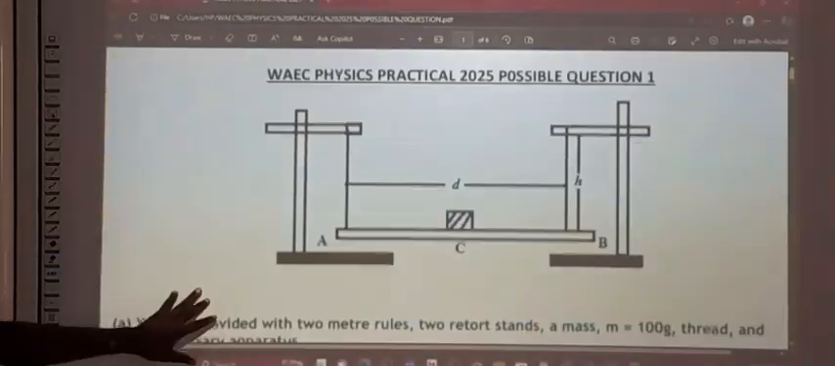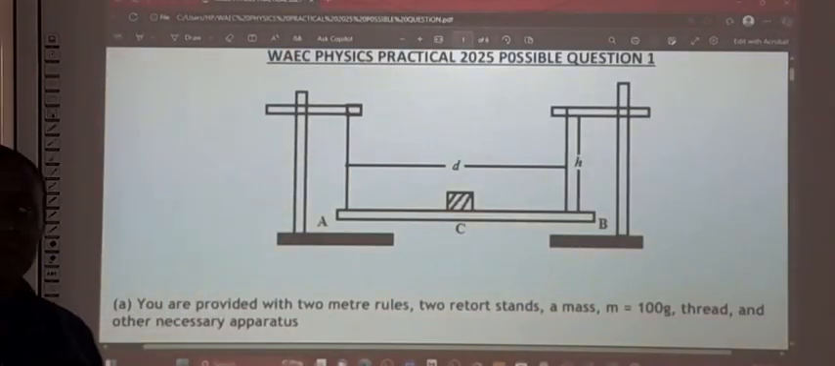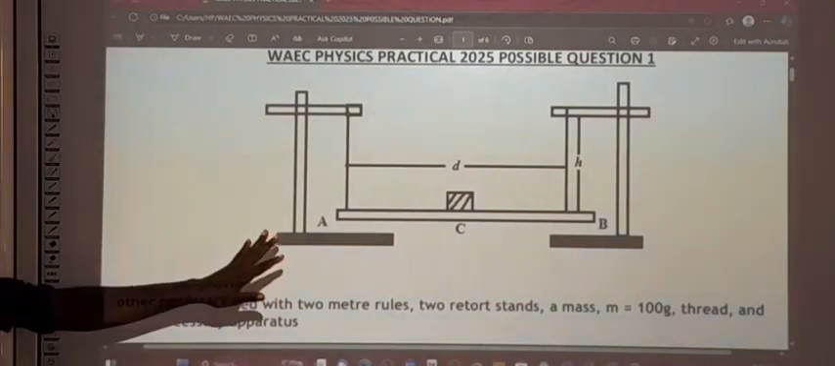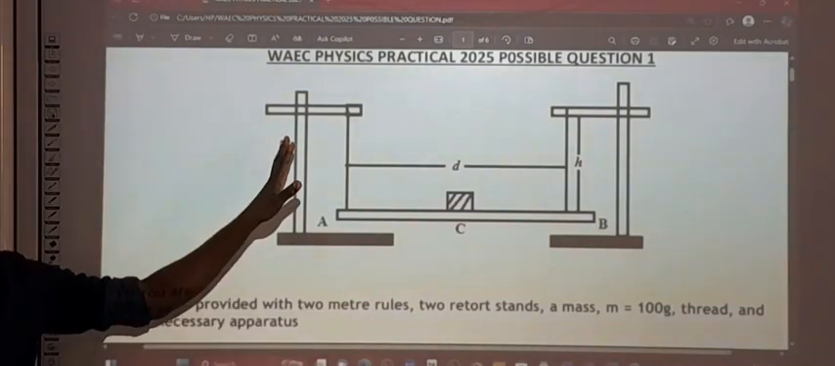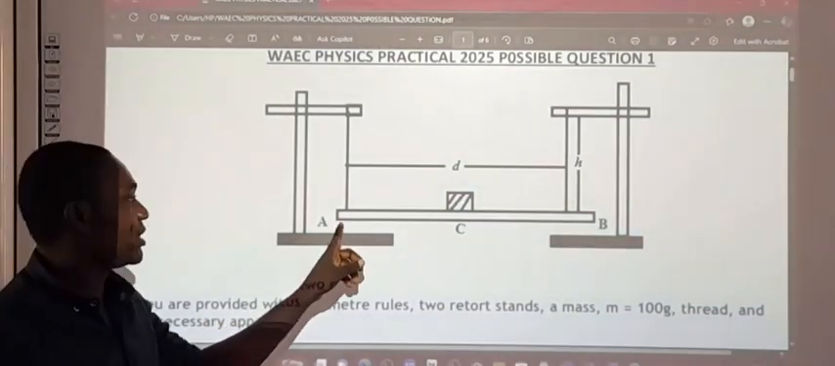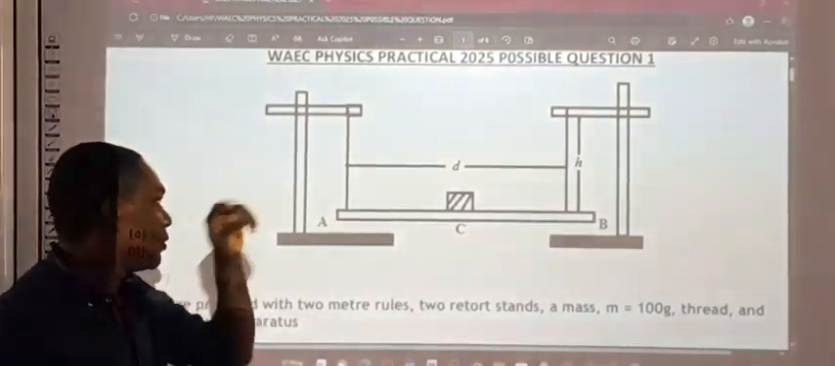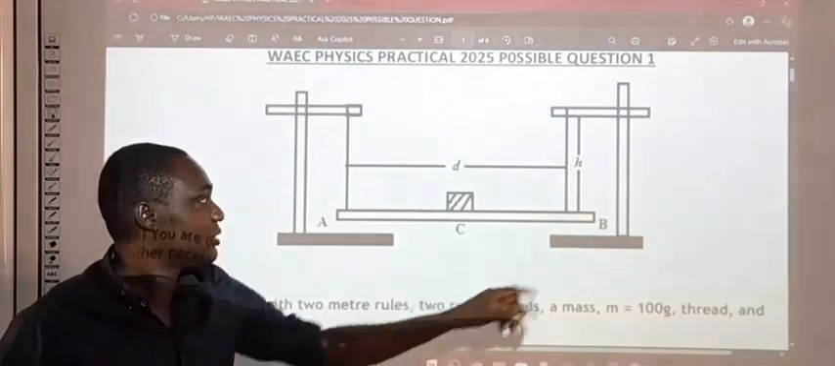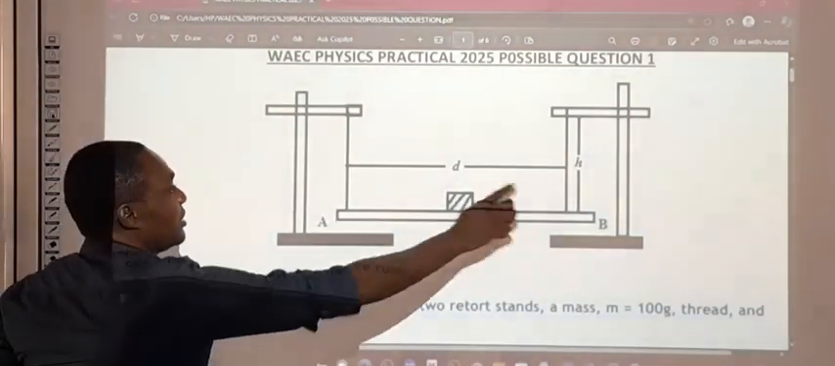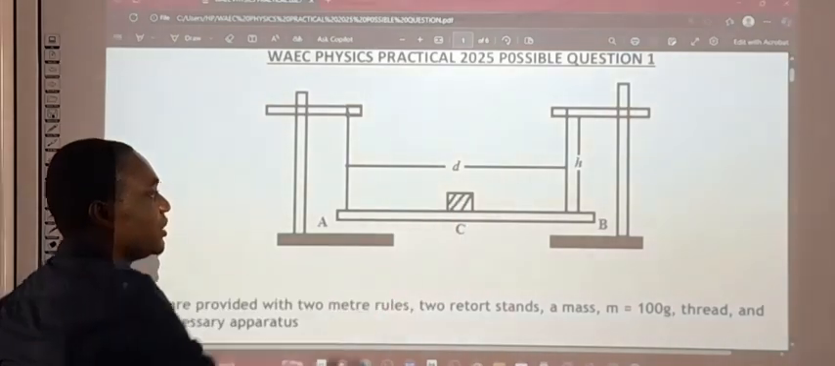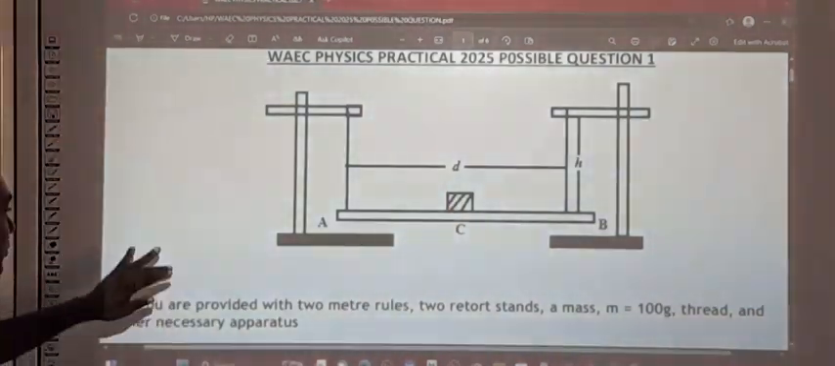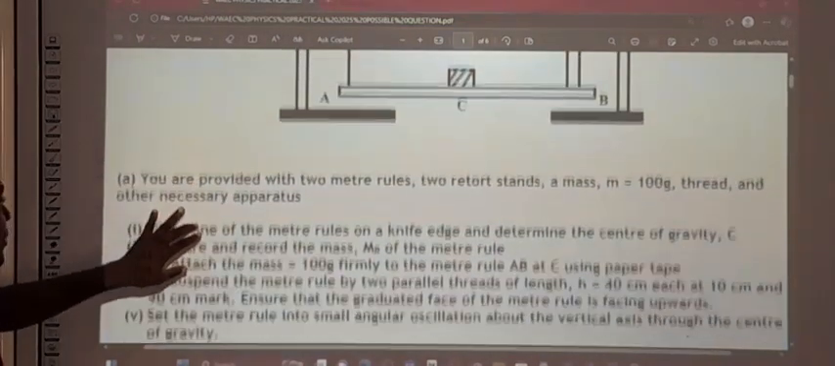I'm going to run through this and we carry out the setup. So this is the setup. We have 2 retort stands, a meter rule AB. We have 2 strings of height each, and length, the distance between the 2 strings is D, and we have a mass of 100 grams. So let's go through this.